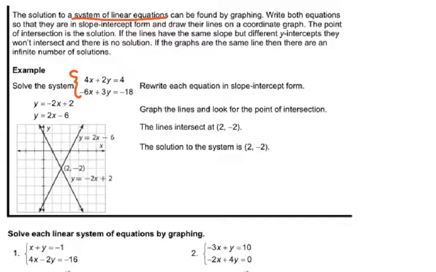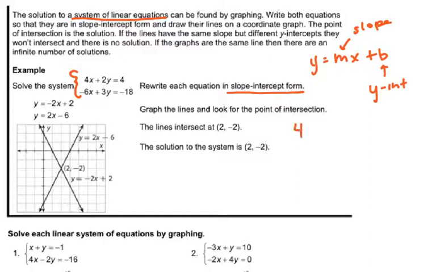So first things first, in order to solve a system, you need to rewrite each equation in slope-intercept form. And in the last video, I talked about what slope-intercept form looks like. It looks like y equals mx plus b, okay, where m is the slope and b is our y-intercept. So it's where it crosses the y-axis. So in order to solve this system, you need to have both of those looking like slope-intercept.